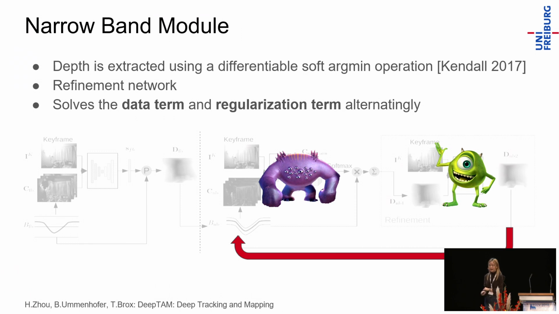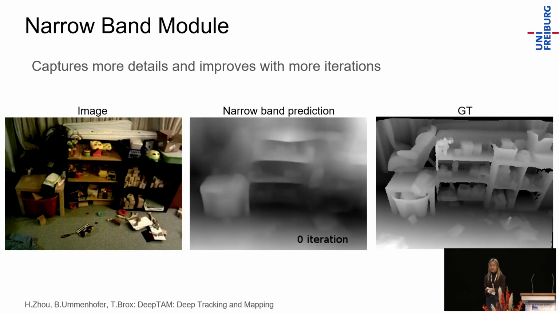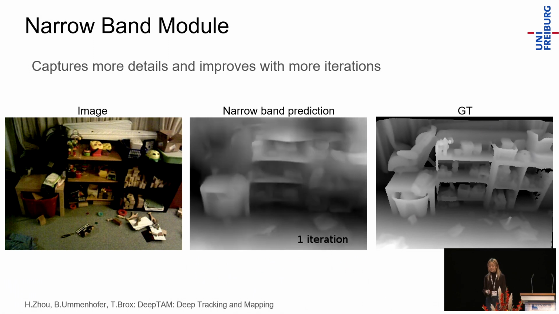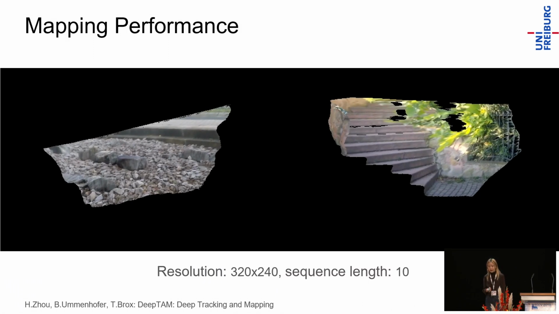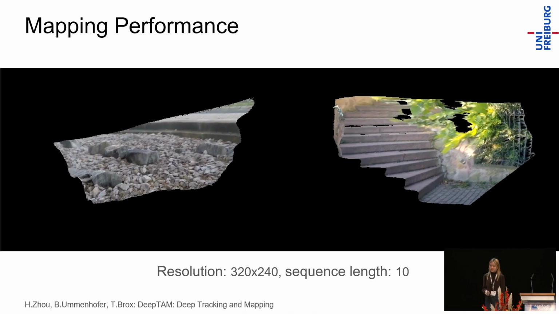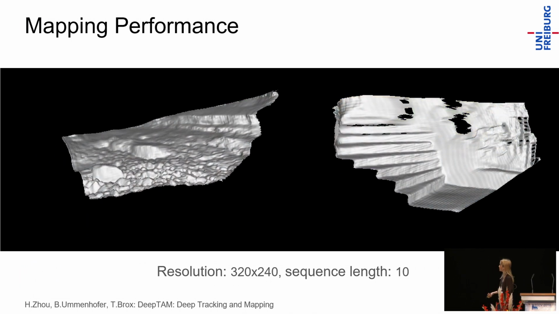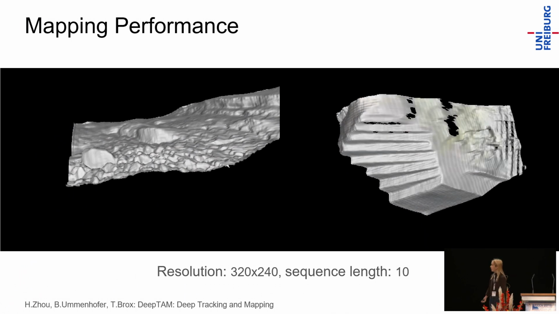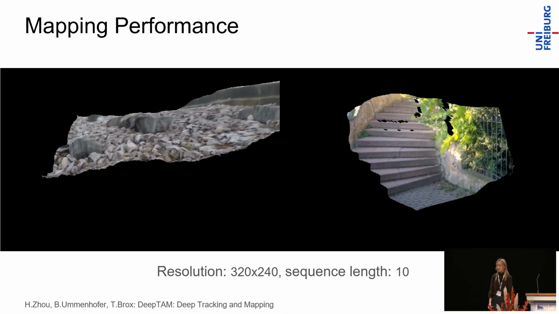We can also apply this by running the narrow band module iteratively. Here is a result showing the effect of the number of iterations on the narrow band estimates. You can see that with more and more iterations, it gives you more details. With this two-stage architecture, we can obtain a very accurate and detailed depth map. As you can see here, you get the individual stones on the ground, and the vertical stairs shape is well reconstructed.